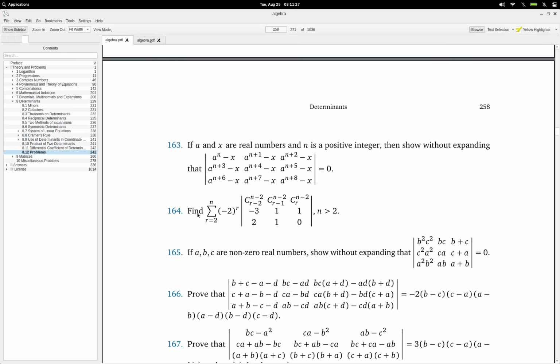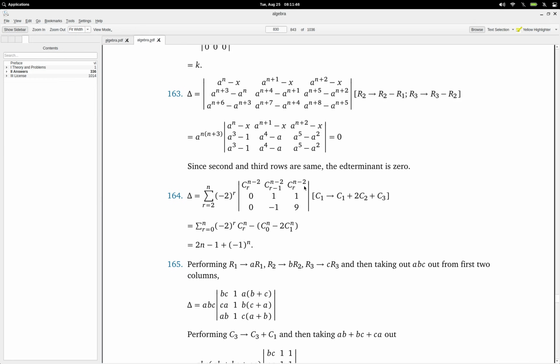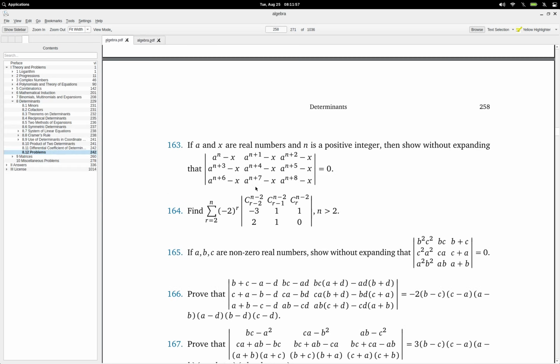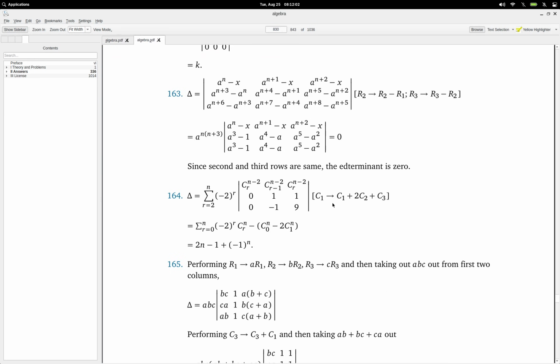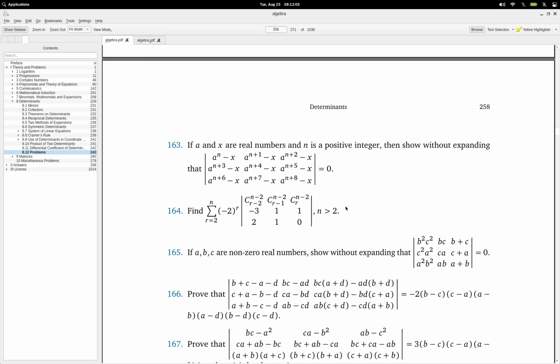Question 164 says that find sigma r is equal to 2 to the power n minus 2 to the power r, n minus 2 cr minus 2, n minus 2 cr minus 1, n minus 2 cr minus 3, 1, 1, 2, 1, 0, where n is greater than 2. So what we do here is we do column 1 is equal to column 1 plus 2 column 2 plus column 3. Okay. So when we do that, our column 1 becomes, so let me see once. Column 1 plus 2 column 2.